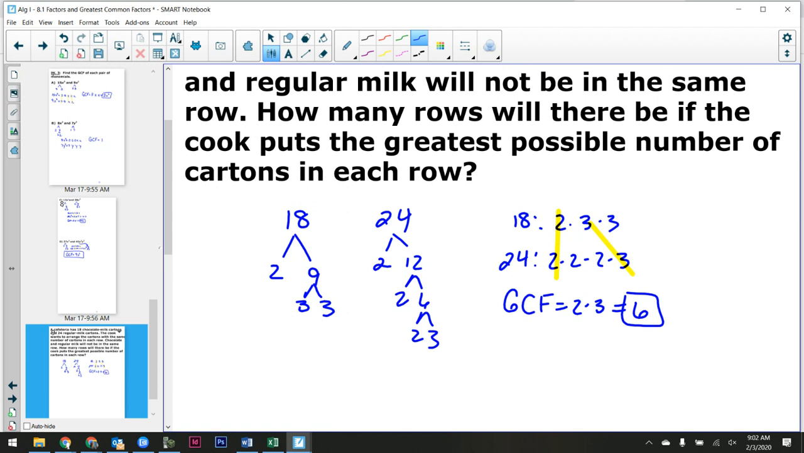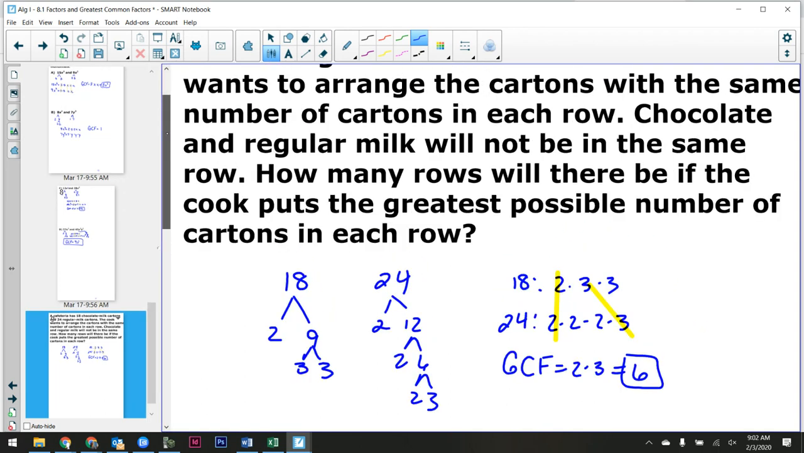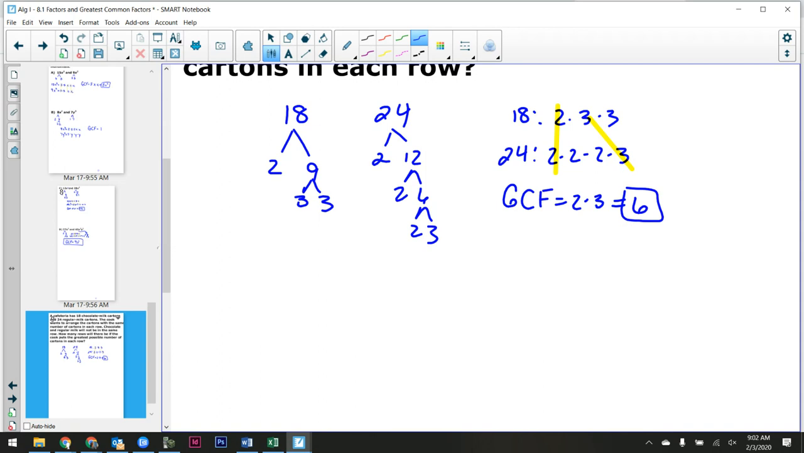Now answer the question that was being asked. How many rows will there be if the cook puts the greatest possible number of cartons in each row? Is 6 the answer? No. 6 is the amount of milk cartons I'm putting in each row. So 18 chocolate milk. How many rows of chocolate milk are there going to be if I have 6 in each row? 3 rows.